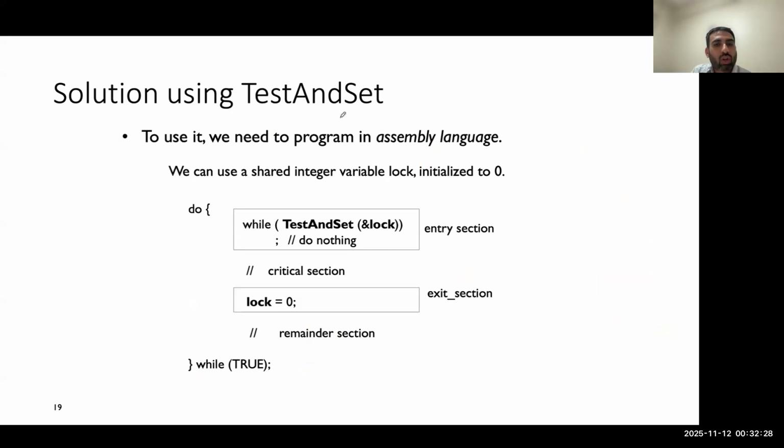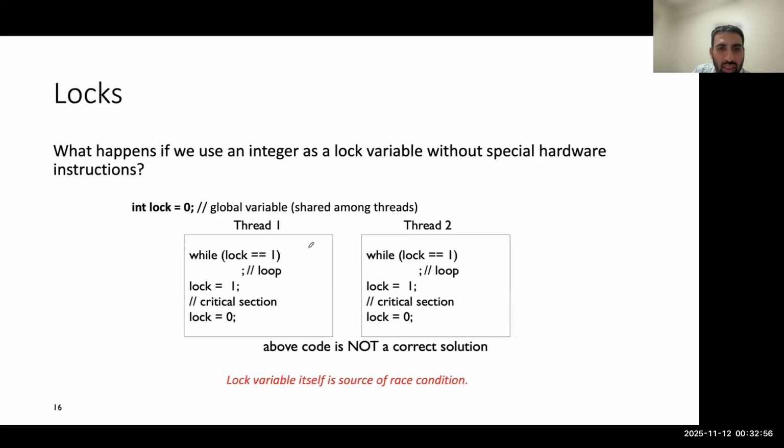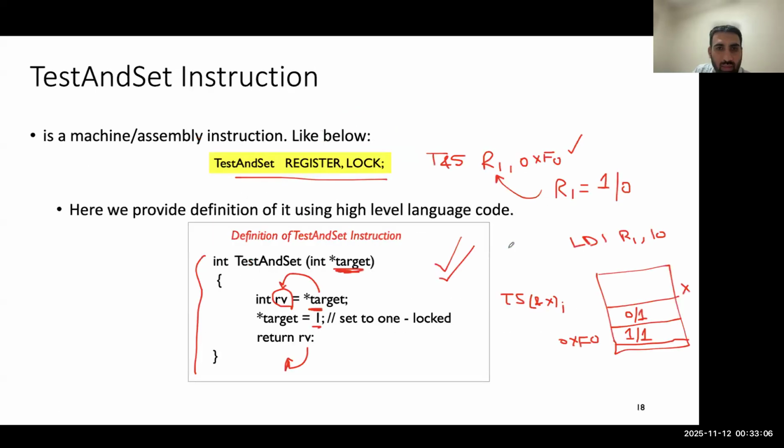Okay. So now we know what the test and set instruction is. So how can we use the test and set instruction to actually solve the critical section problem without having a situation where multiple threads or processes can enter the critical section at the same time, just like we have seen in this example, that this code is not correct? Why? Because while is broken down into multiple instructions, and as a result, it is possible that multiple threads can enter the critical section at the same time, right?